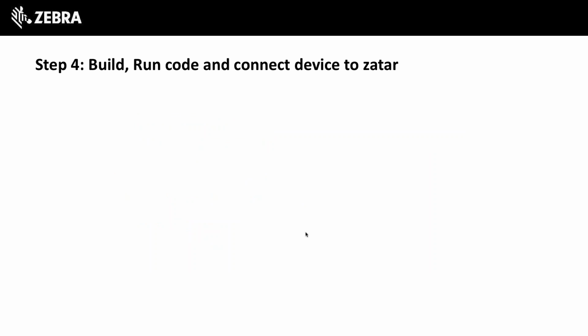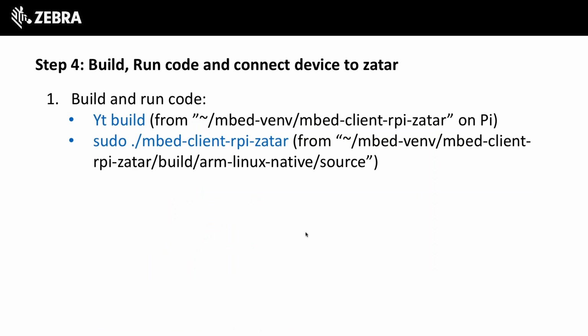After that, you build and run your code. The only tricky thing is you have to have the build environment set up properly according to the README file, which, depending upon the model of Raspberry Pi, takes about 45 minutes the first time, so I can't demo that today. But if you set it up properly, you go to this directory, mbed venv, mbed client, RPi Zatar, and you type yt or yotta build, and it will build.